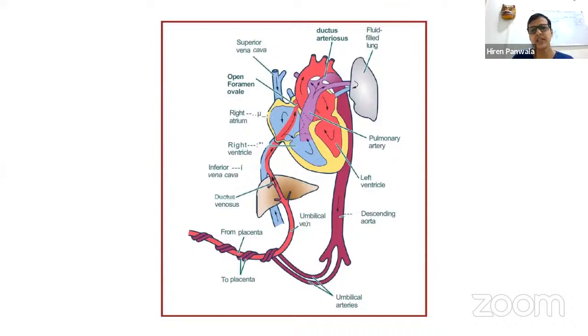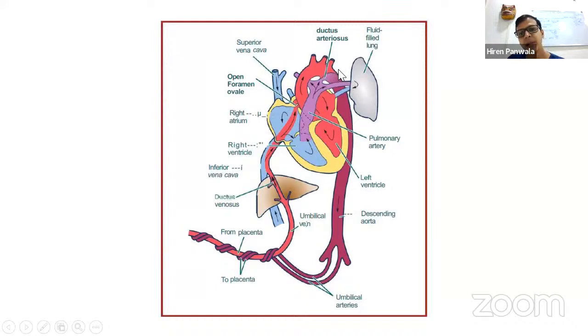Very briefly, this is how the placental circulation is while the fetus is still in utero. The baby gets blood inside the right atrium, from where it goes into the right ventricle. Then instead of going into the main pulmonary artery, because the lungs are filled with fluid and there's very high resistance, it can't enter there. There is no breathing happening while the kid is still in utero. There's a duct, the ductus arteriosus, which connects this main pulmonary artery to the descending aorta.